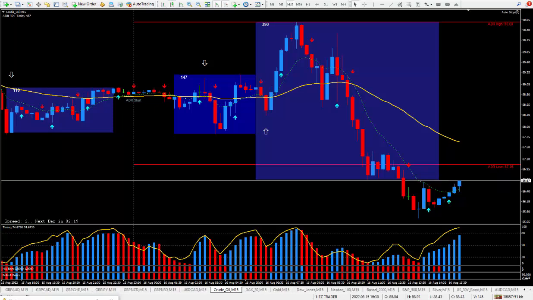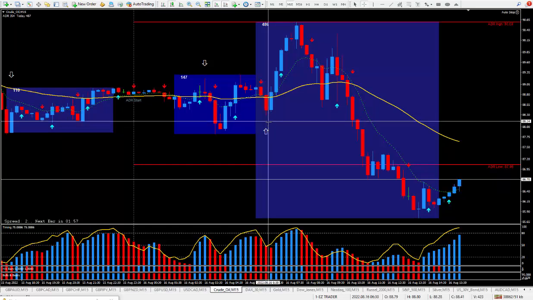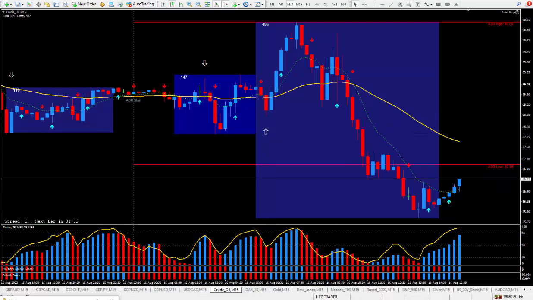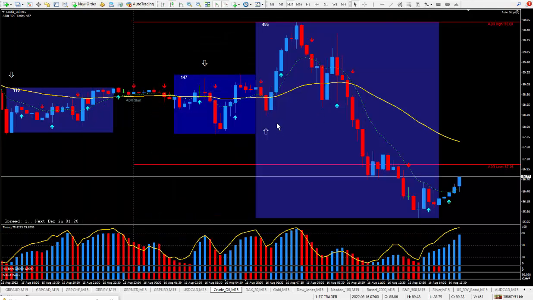So on this crude oil, at the very beginning, we're thinking about buying according to the trade plan. Let's take a look at it again. Crude oil. You see, when you have the 30 minutes and the 1 hour and the 4 hours, I'm expecting a move up. But because the daily, weekly, and monthly is down, it's going to go up, I don't know how much, and then it'll go down. And that's exactly what you got right here.